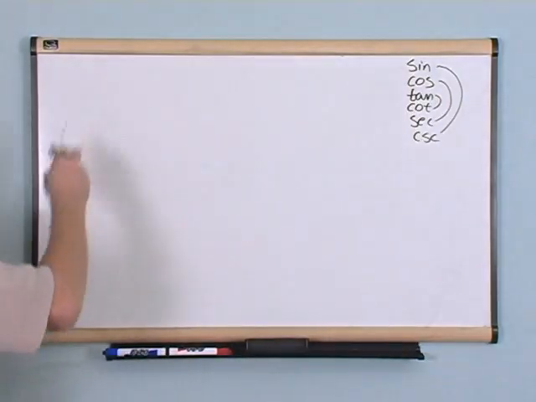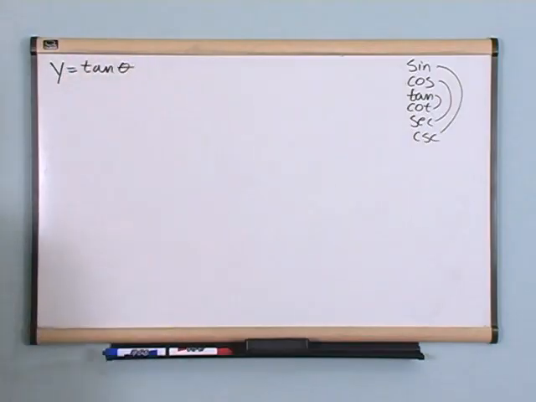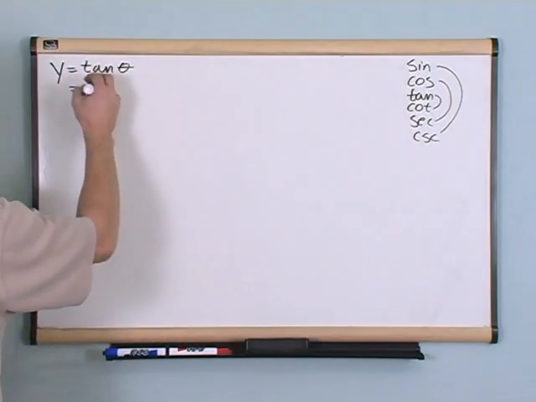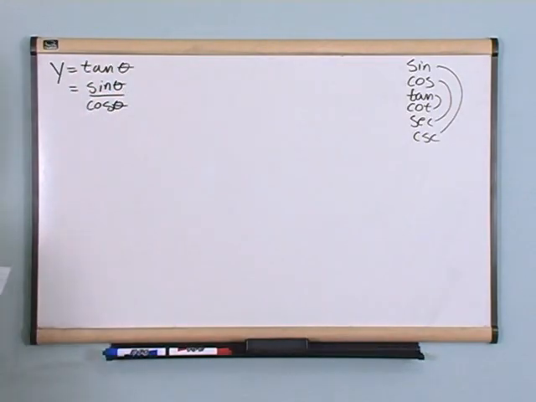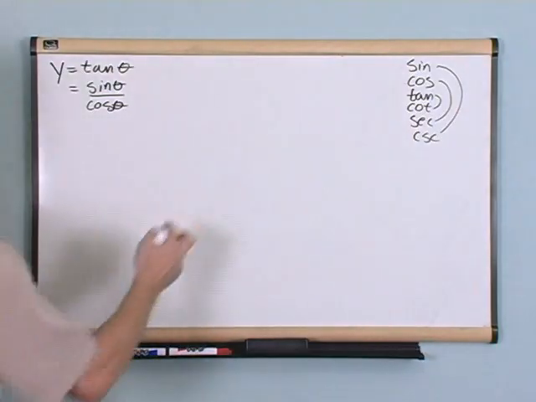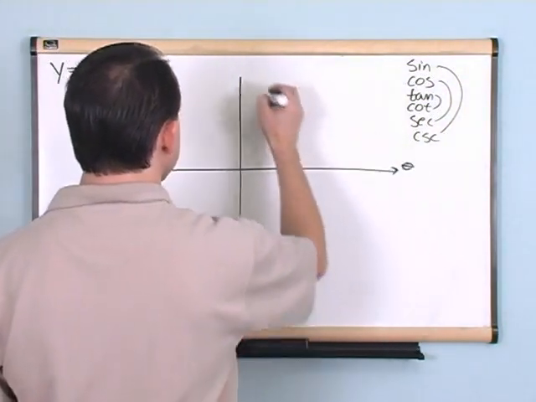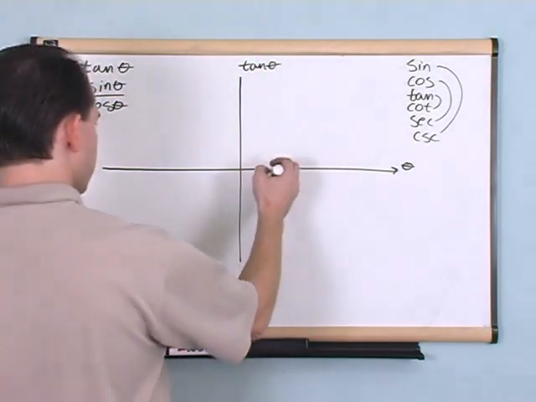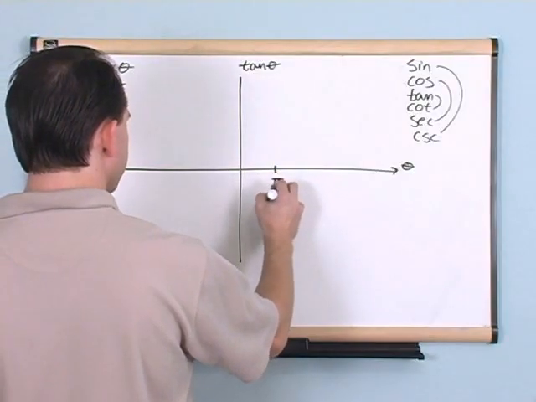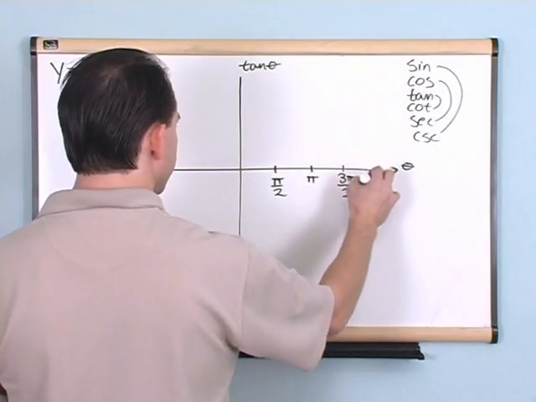What if we wanted to plot, as a problem, y is equal to tangent of theta? Well, the first thing to realize is this is just equal to sine theta over cosine theta, and we've already talked about that. What you can do is first go ahead and draw your plot. This is theta, and we're plotting tangent of theta. Let's write some angles now: pi over 2, pi, 3 pi over 2, and 2 pi.